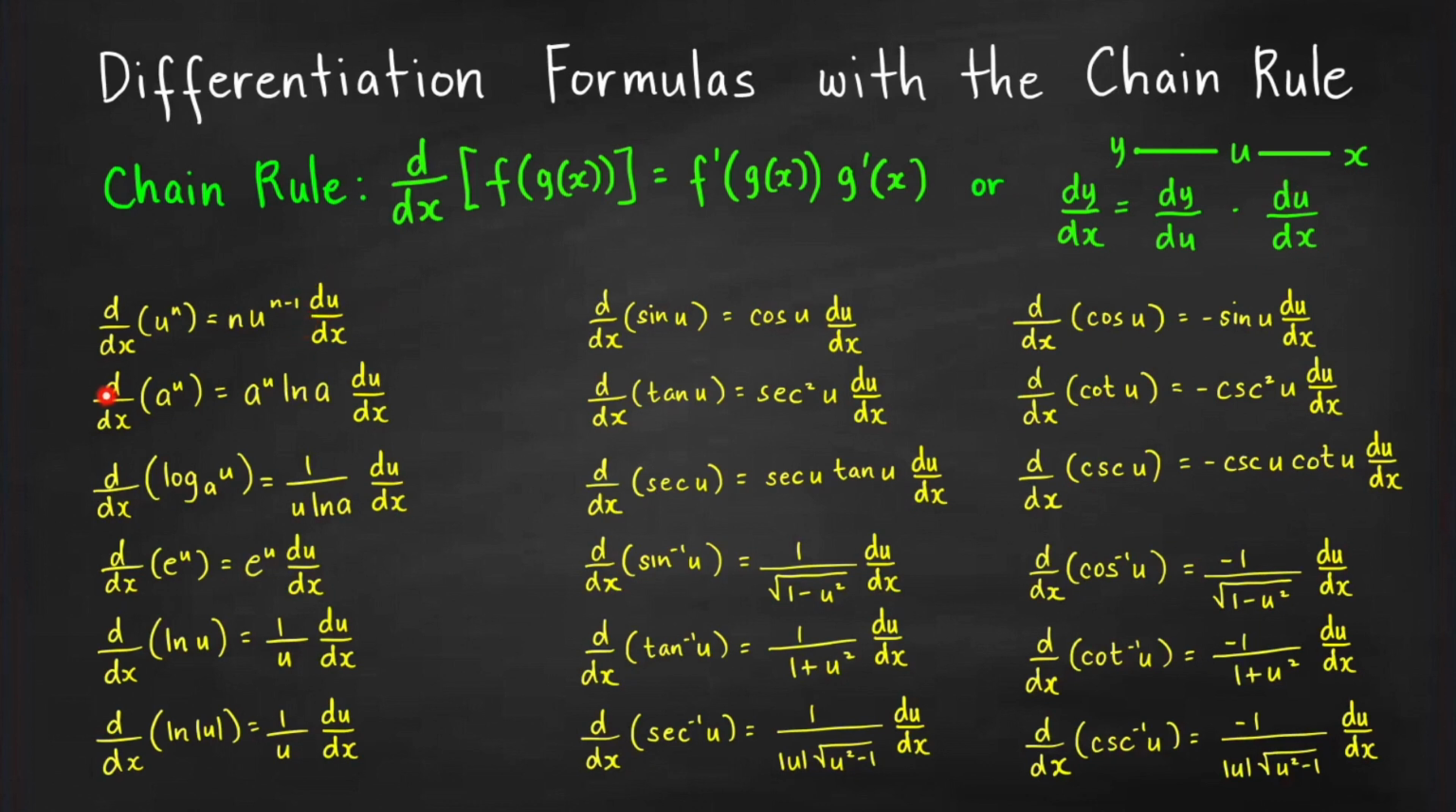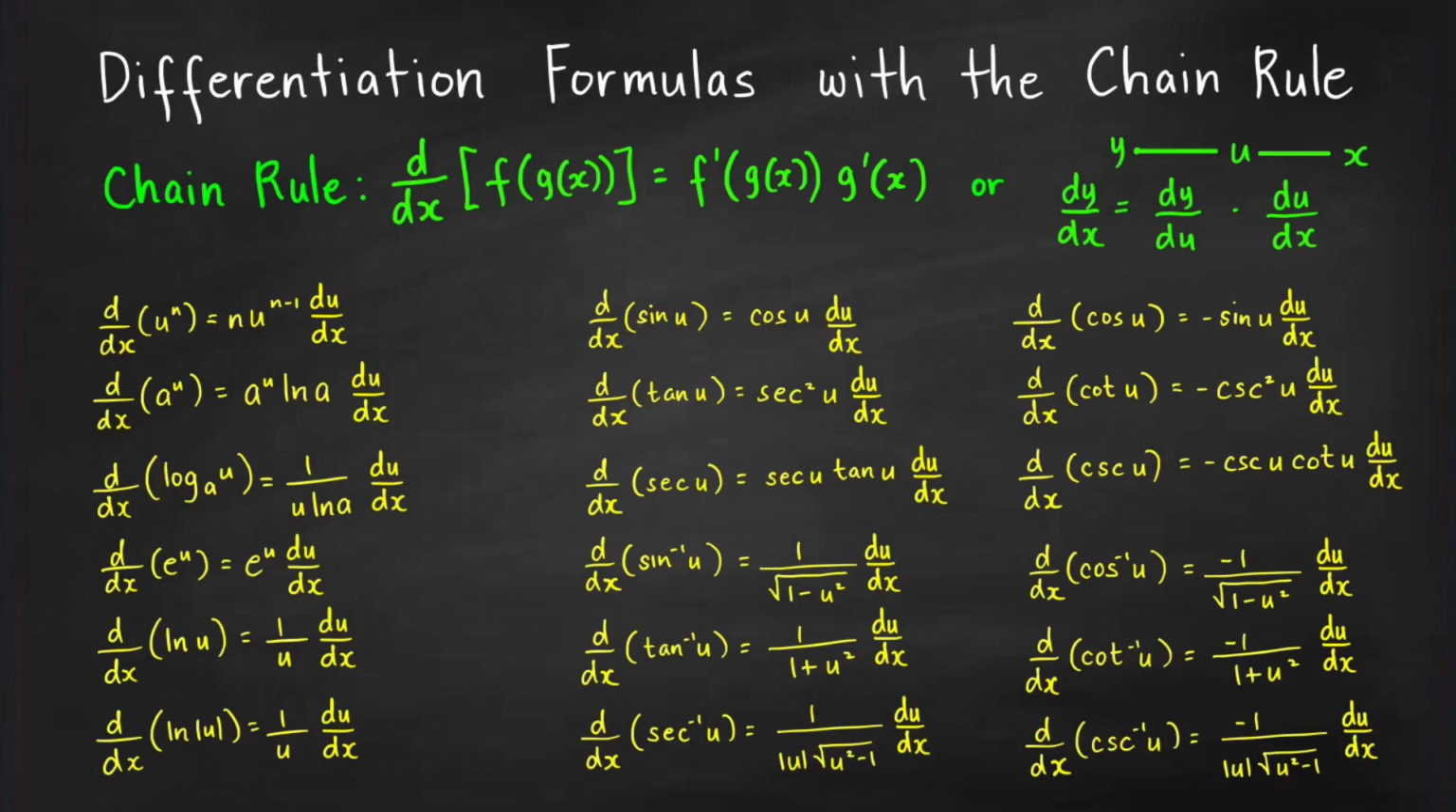And also, the derivative with respect to x of a to the u. Think of this as your y. You first take the derivative of this with respect to u, that is a to the u ln a, and then times the derivative of u with respect to x. And you'll obtain the other formulas using this chain rule. First take the derivative with respect to u, so you use our basic formula.